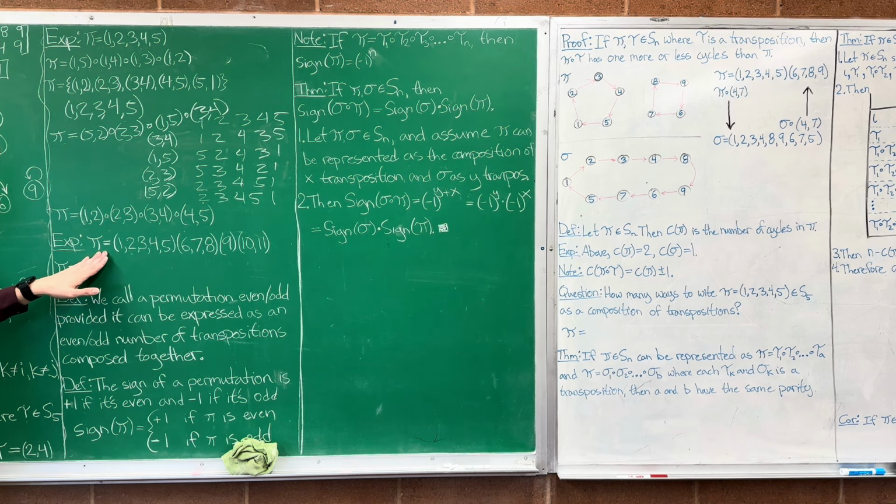Make sense? Okay, so once again, let's try this with a more convoluted example. Here's pi, written in cyclic notation. 1 goes to 2, 2 goes to 3, 3 goes to 4, 4 goes to 5, 5 goes back to 1. Understand the function? All right, let's now write this out as a composition of transpositions.